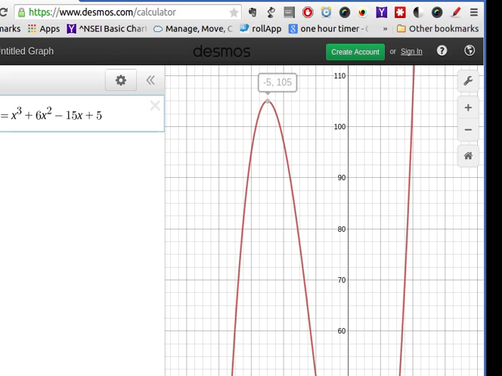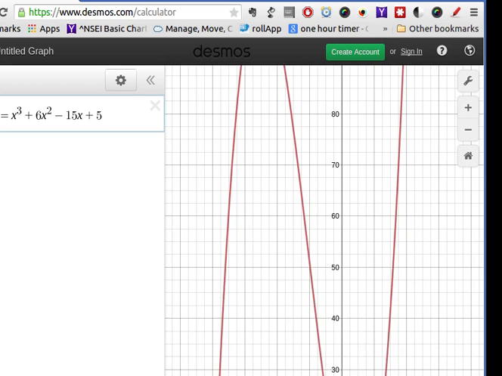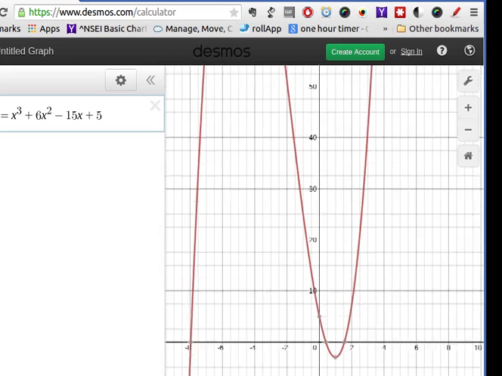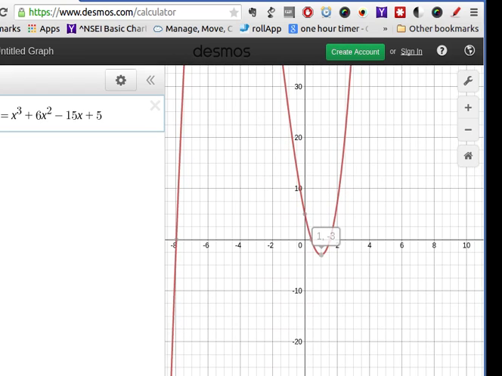See, the point is -5 and answer is 105, and this is the maxima. X is equal to -5, the maxima occurs at, and value of maxima is 105. And let us go to minimum value. The minimum value is here. It occurs at x is equal to 1, and the value of minimum function of y is -3. So what we have done is exactly correct.